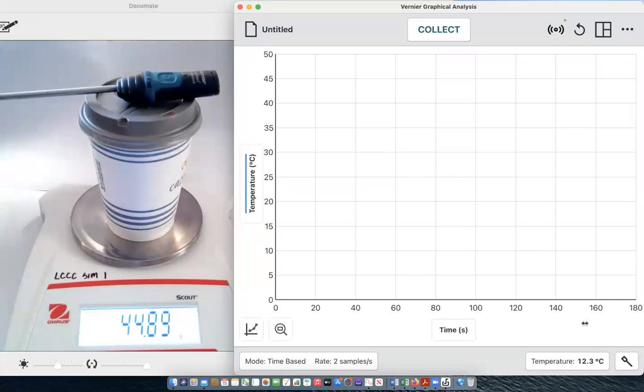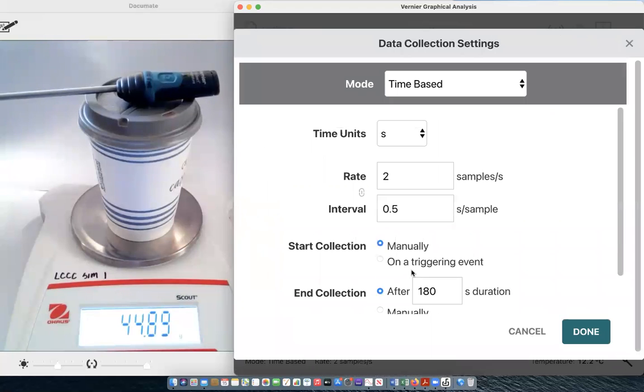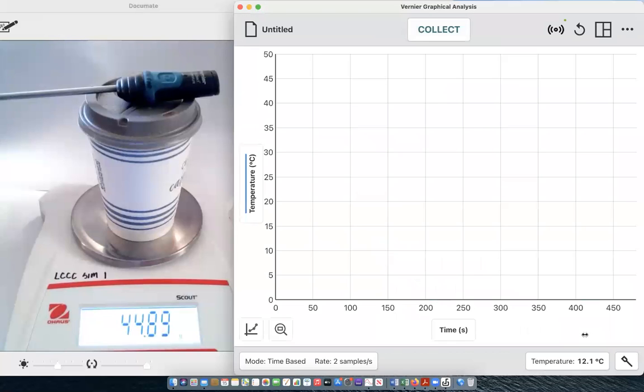Now they say that in this lab, instead of doing 180 seconds, as you can see here, we want to run this for 480 according to the directions. So I can just click at the bottom of the graphical analysis, and it will let me change the settings for my length of time during that setup. So it's going to run for 480 seconds.